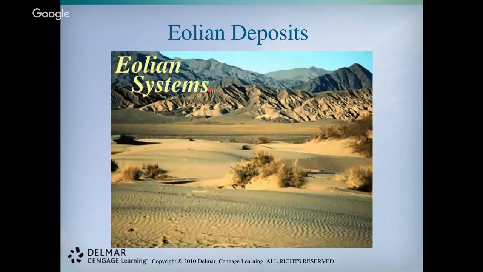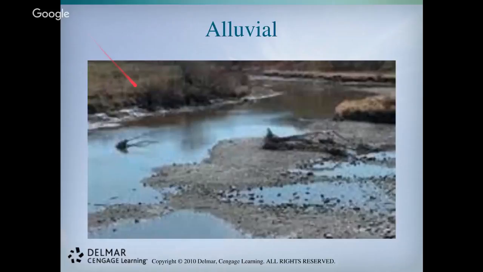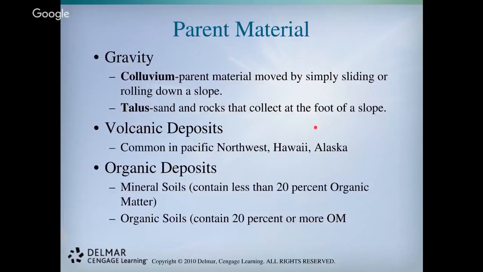So here's an example of the aeolian deposit. You can see the sandy soils are being blown away, and they're going to be making these sand dunes. Another one is alluvial soil. So as this stream goes, it's going to carry lots of deposits with it and going to create new soils in other places. 3 other ones that affect parent material are gravity, which is colluvium.